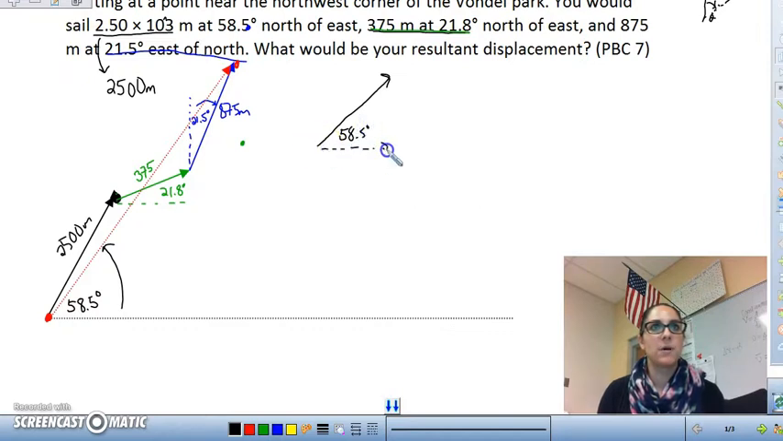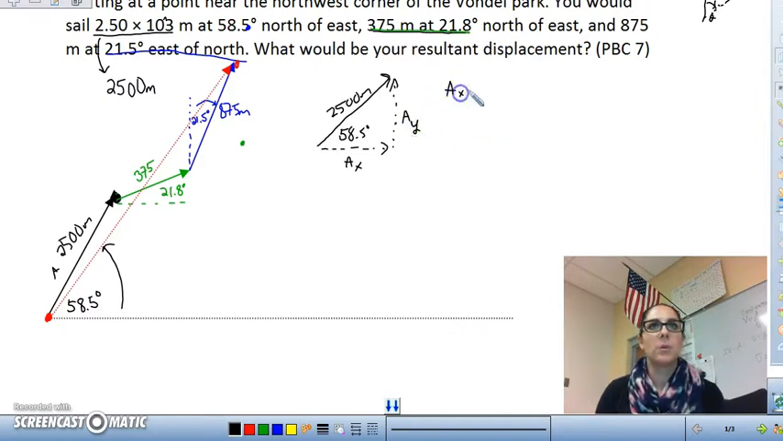So I want to get this part and this part. Now notice when I do it, I like to draw the arrows, because that's going to tell me what my sign is. Since it's going to the right, this will be positive, and up is positive. 2,500 meters. Alright, so what I want to do is find the x component and the y component, and I'll call this one A, if you will. This is A. So this is AX. This is AY, sorry.